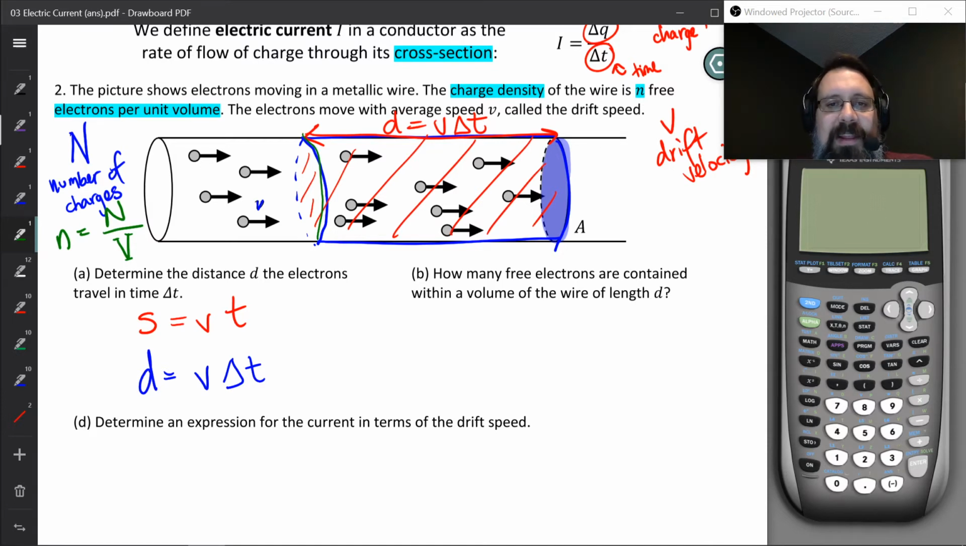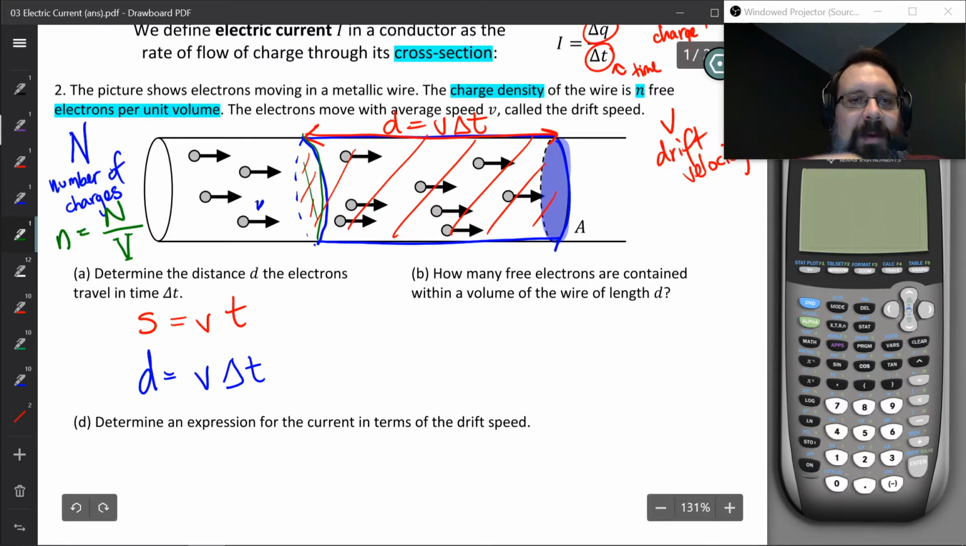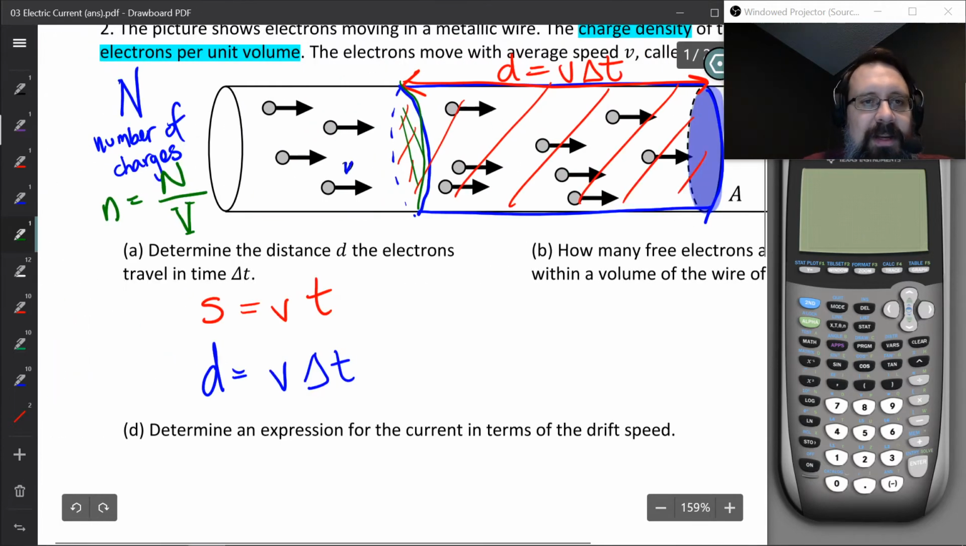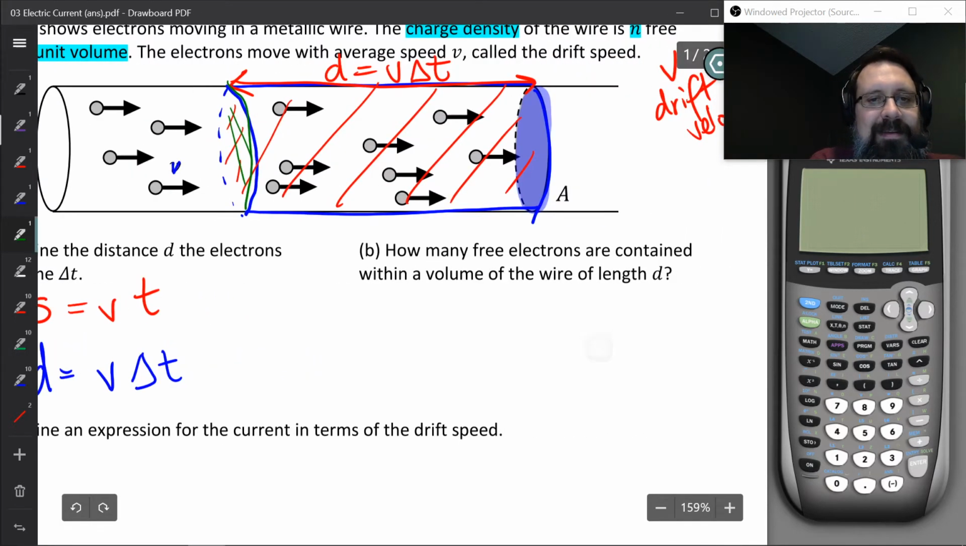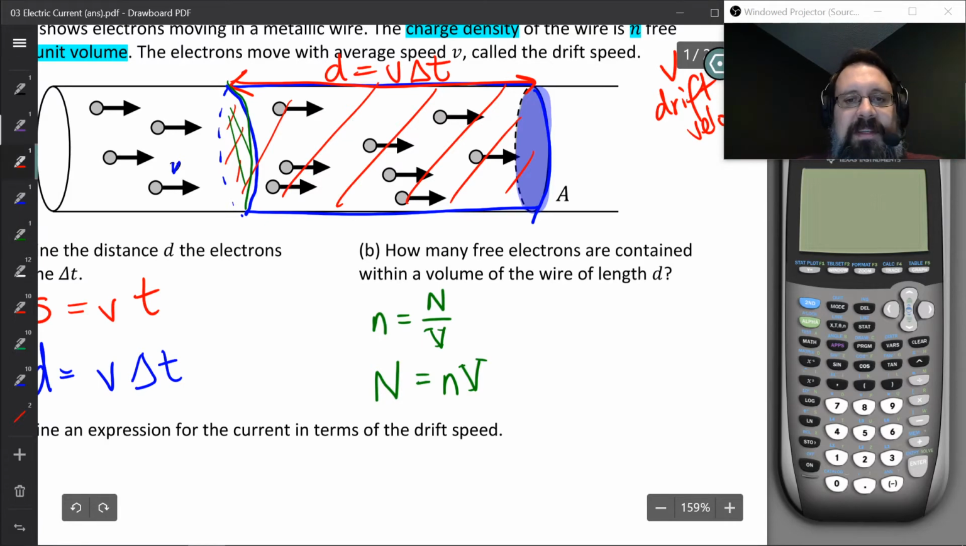Next question: how many free electrons are contained within a volume of wire of length d? So how many free electrons are there within the volume of this wire? We know over here that n, the charge density, is the number of electrons per volume. So if we want to find the number of electrons, we just have to multiply the charge density times the volume. So what is the volume of a cylinder?